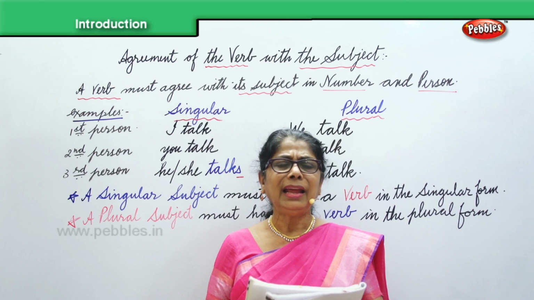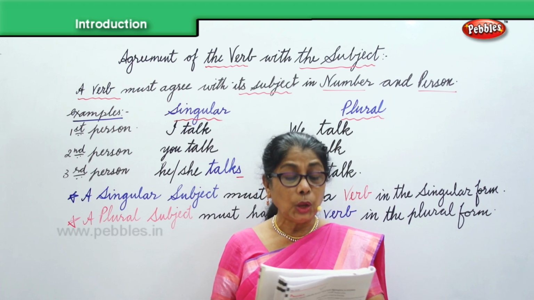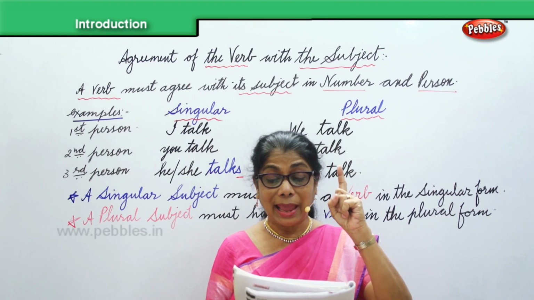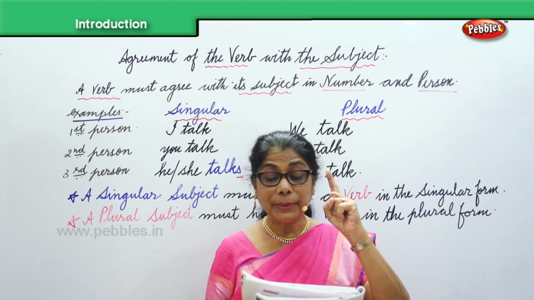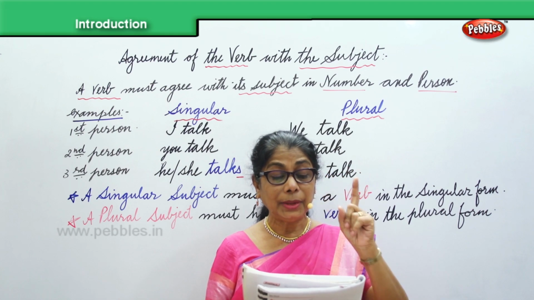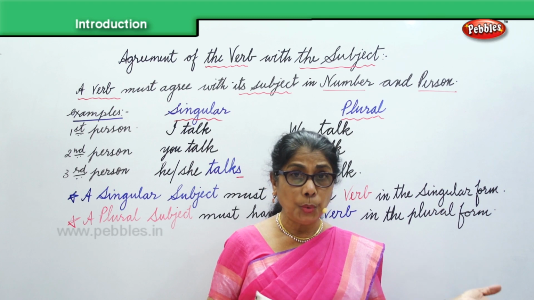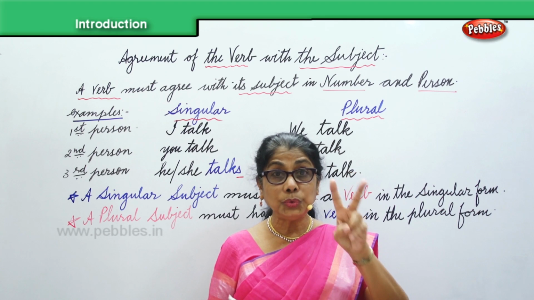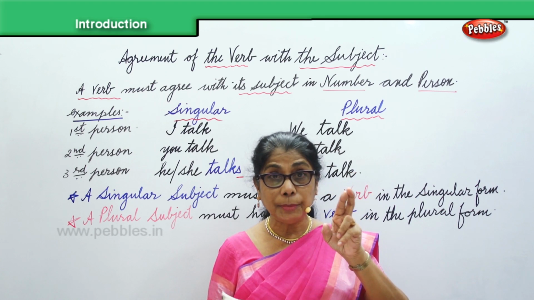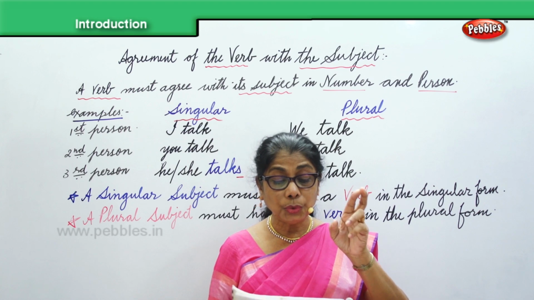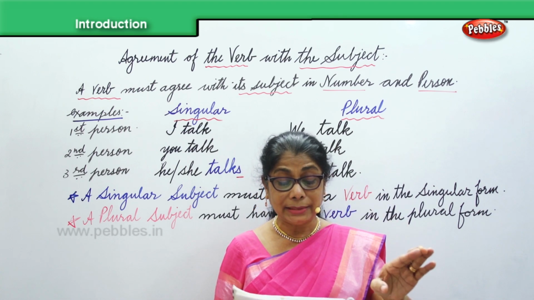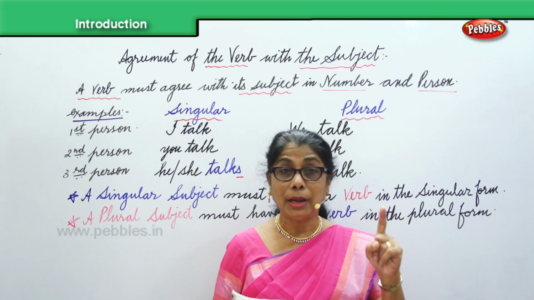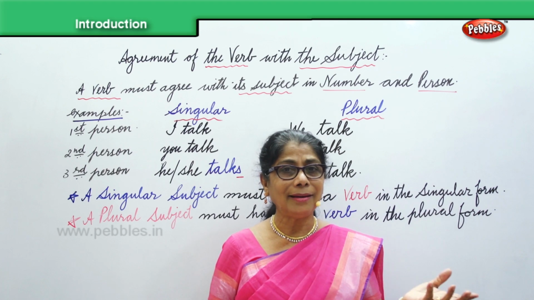In the first rule, when two or more singular subjects are joined by and, the verb is in the plural. Now, when I say Tom and Jerry, there are two singular nouns, but they are joined by and. So it becomes a plural subject, and then the verb becomes plural. Tom and Jerry are happy.